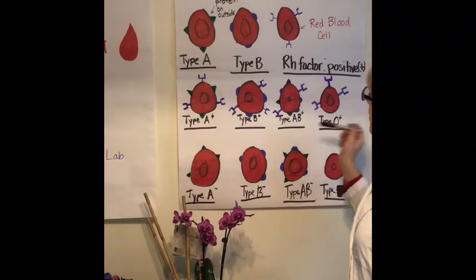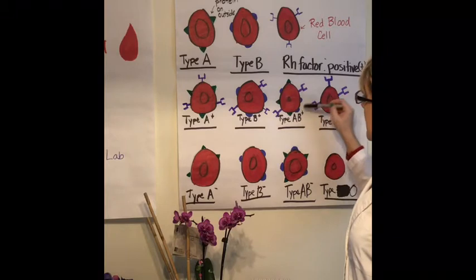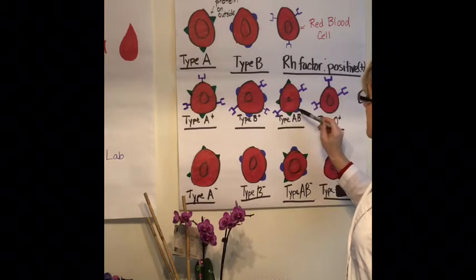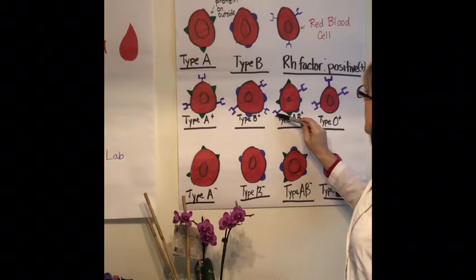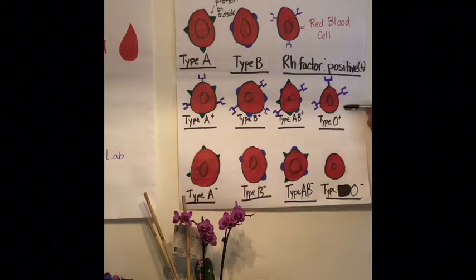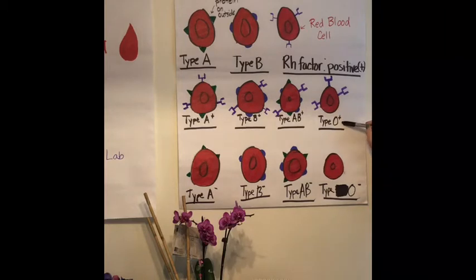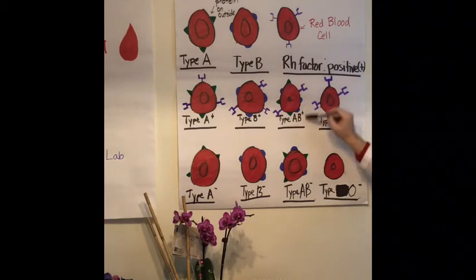For AB, whenever we have AB, we have both triangles and bubbles. So this is type AB, and if it's positive, we will also have Rh factor. So we have type AB positive for this. Then type O doesn't have A or B proteins on the outside, but what it does have is the Rh factor, so that makes it O positive. O positive is your most common blood type amongst the public.